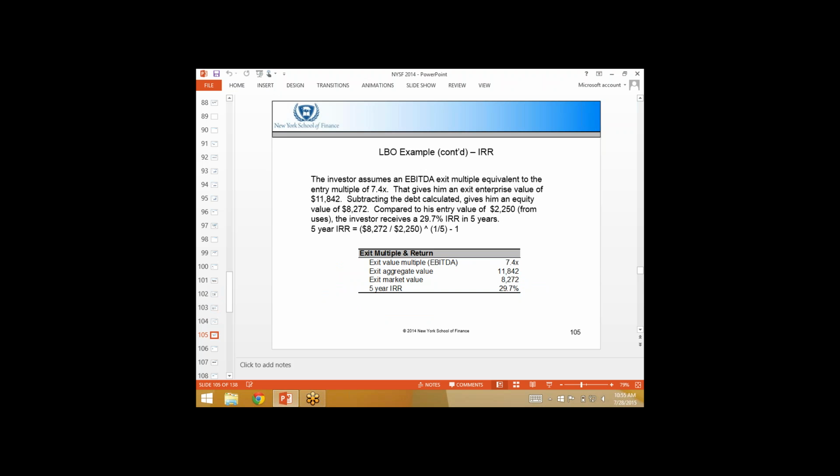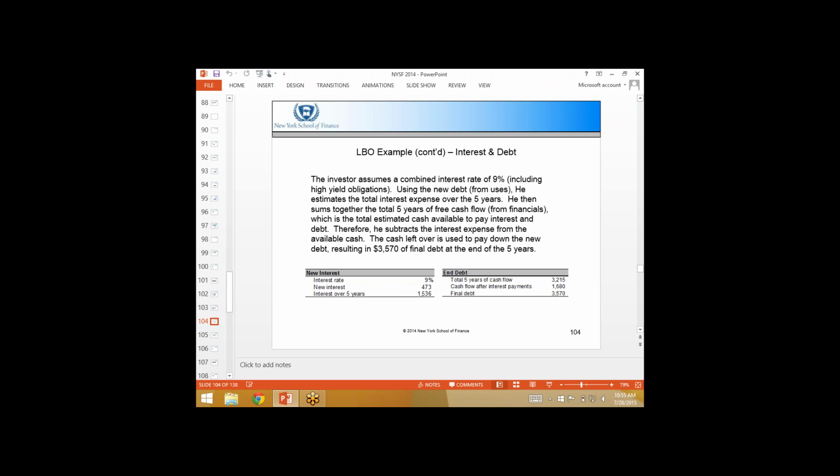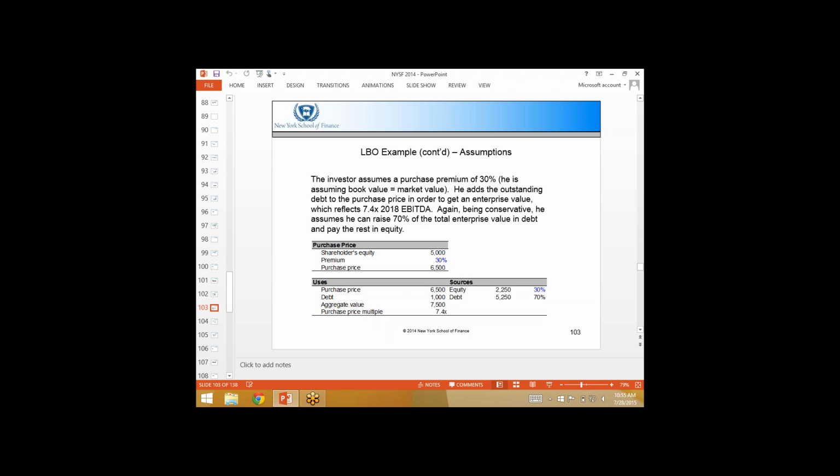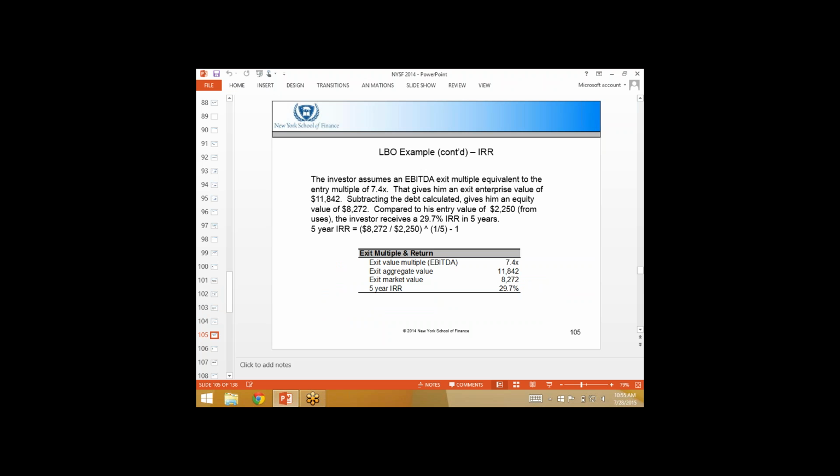Compare that with the equity we put in. So 8272 divided by the equity we put in. How much money do we put into the business? $2250. That's how much we put in. To the power of 1/5 minus 1. Gives you 29.7%. That's the IRR. We'll do a lot more of these. You can kind of review this to look at generally how it works.